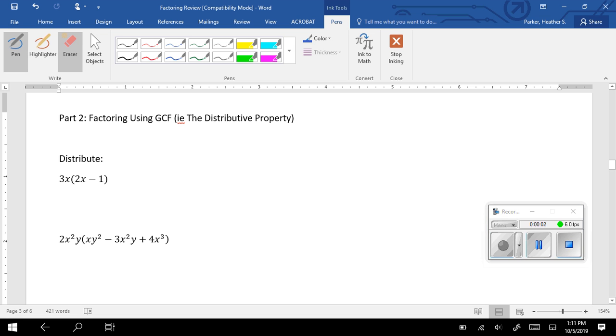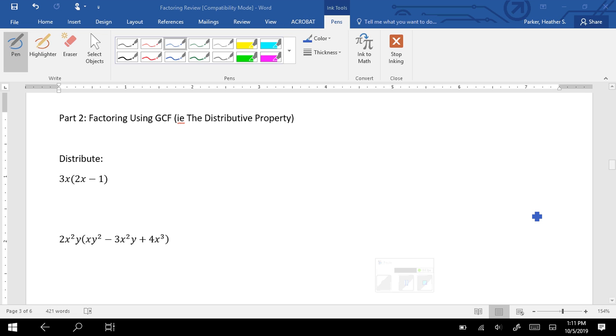In part 2 of our factoring review, we are going to take a look at factoring using the greatest common factor, GCF, and what we're going to be doing is just the distributive property in reverse. So normally with our distributive property, when we have a monomial times a polynomial, we take and multiply each term.